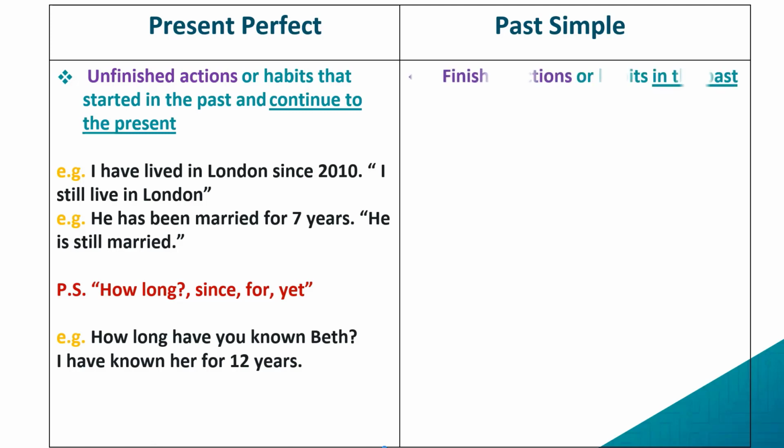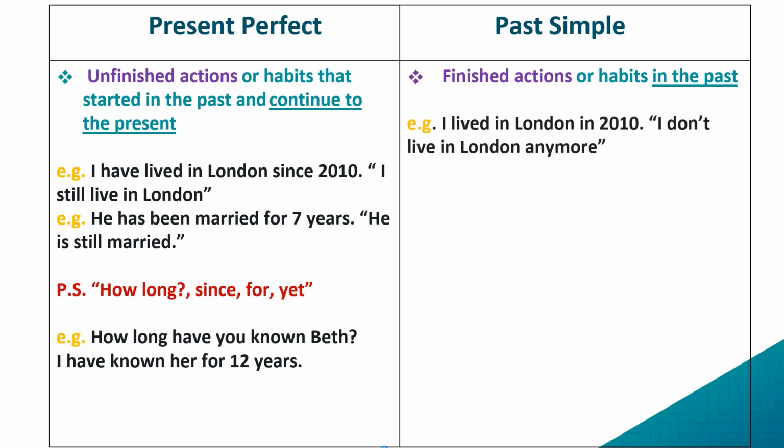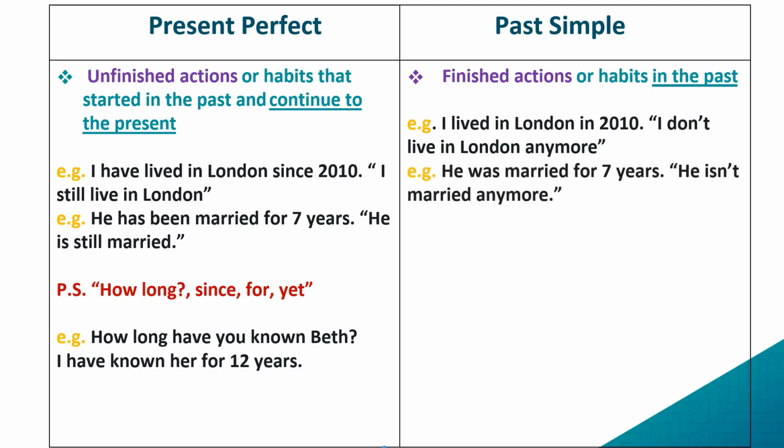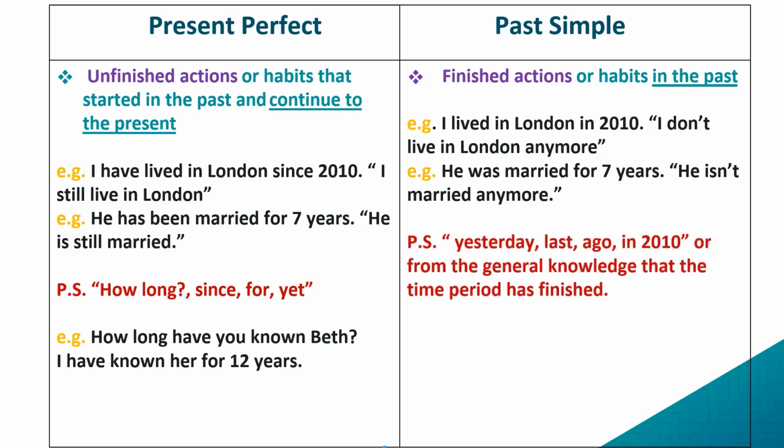But if you move to past simple, we find it describes finished actions or habits in the past, only the past. For example, I lived in London in 2010. This means I don't live in London anymore. I moved to a different city. He was married for 7 years. This means he got married, but now he's not married. He could be divorced.